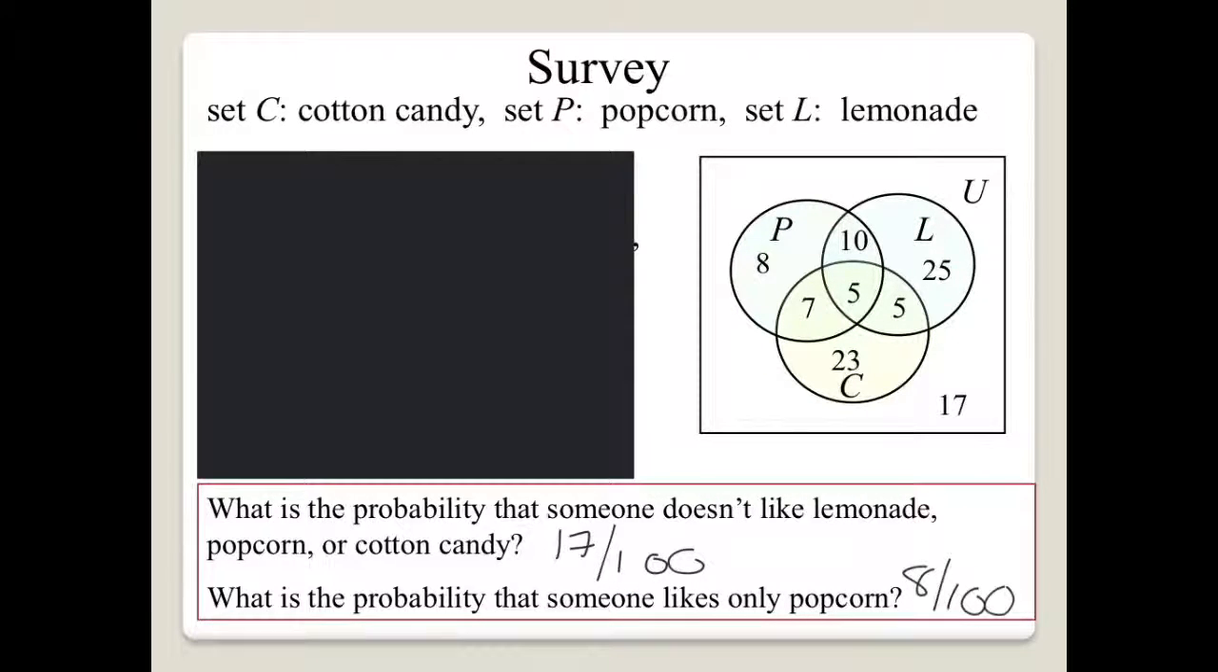inside of our universe. For the last question, the probability that somebody likes popcorn only would be the 8 on the outside here. They like just popcorn or nothing else, so our probability is 8 out of 100.